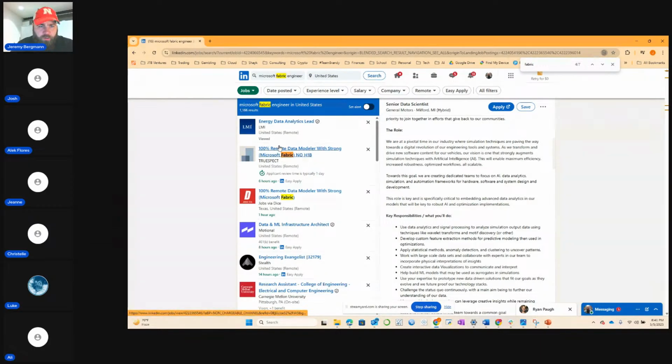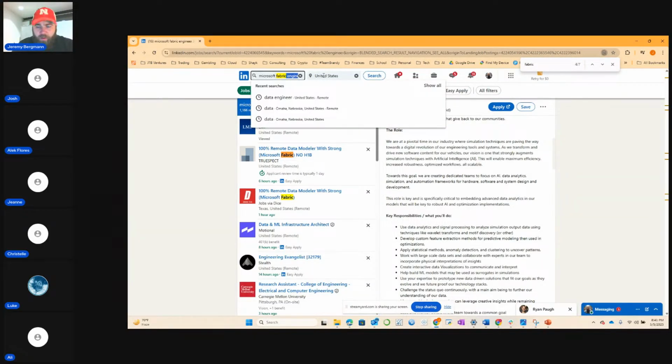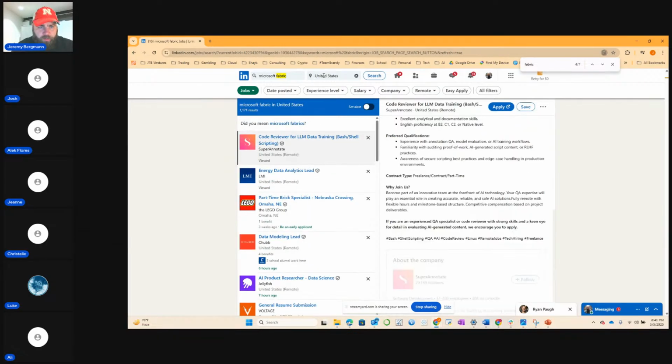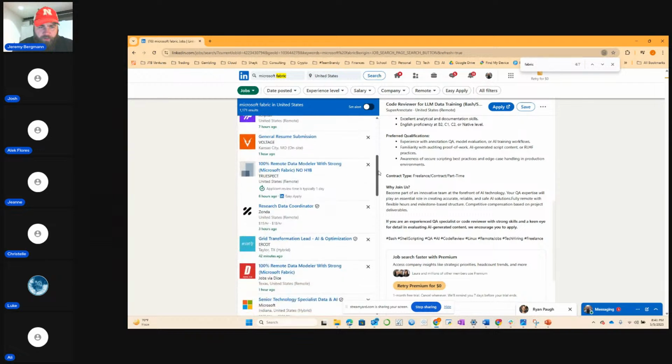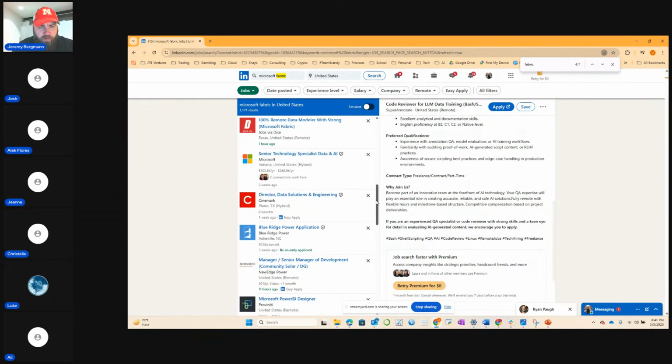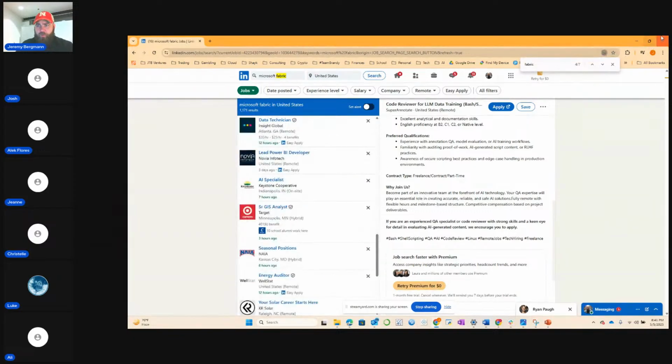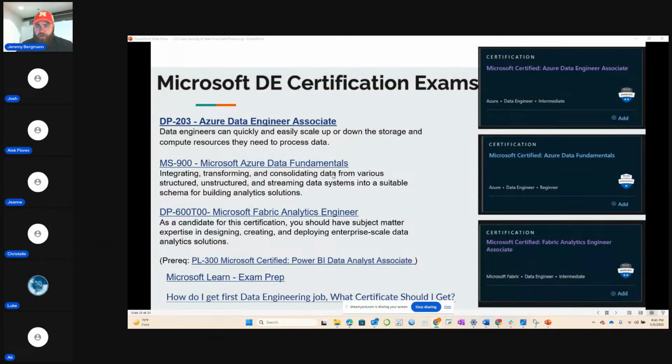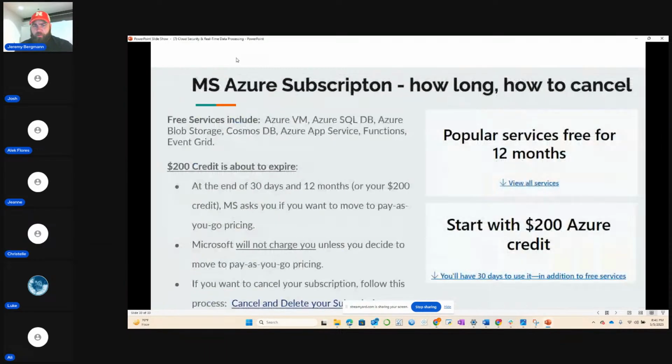Data modeler with strong Microsoft Fabric. Okay, let's just do Microsoft Fabric. I don't want to take up too much time here. Data modeling, data engineering. There are probably some specific roles you could maybe get into. You have to look hard for it. Perhaps they give you your niche somewhere, or you could go learn it on the job, which is probably even better, if whatever company you go to decides to go to Fabric.